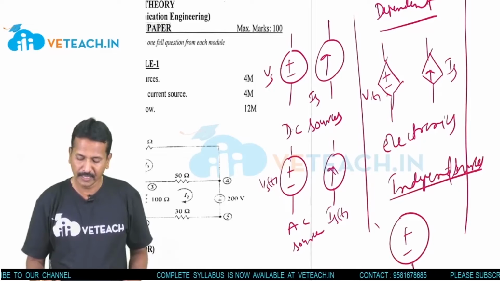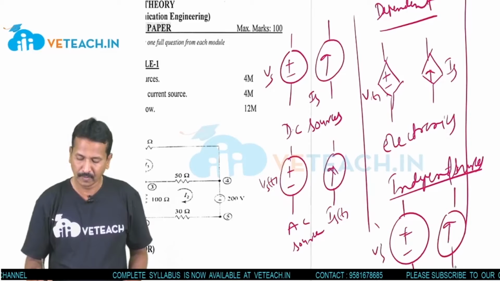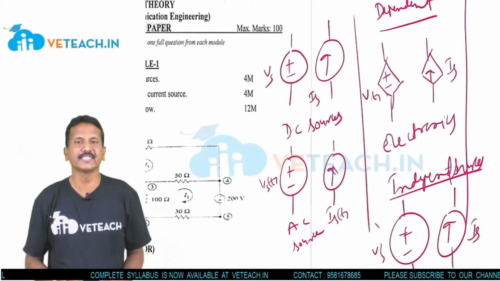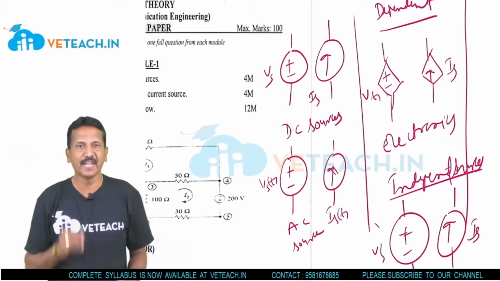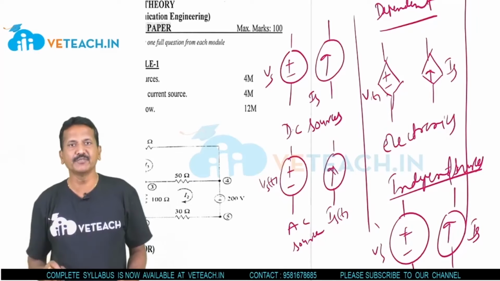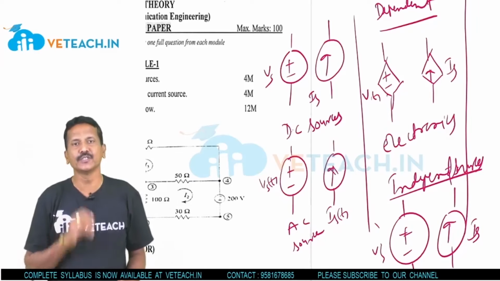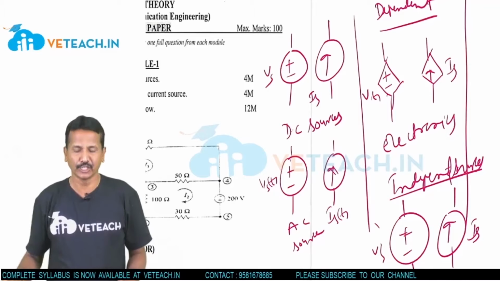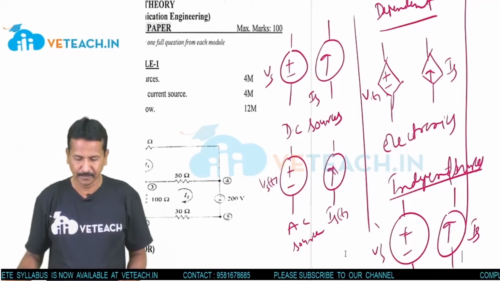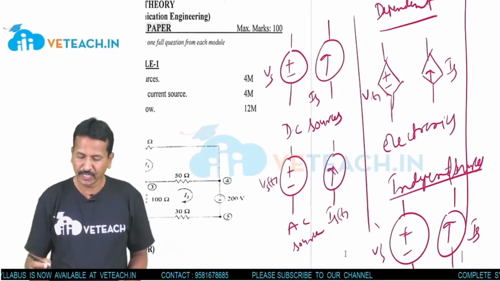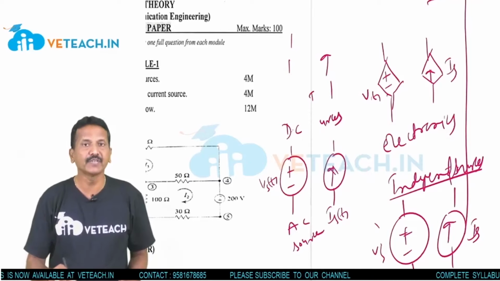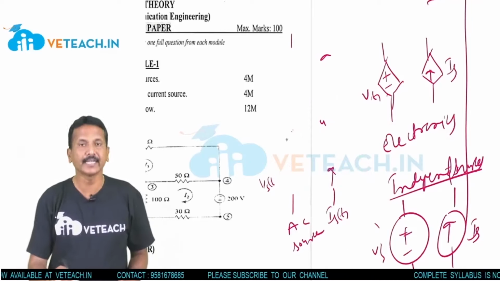Diamond shapes are dependent, circle shapes are independent. Like that you have to understand these sources. So this is your first answer, the types of sources.